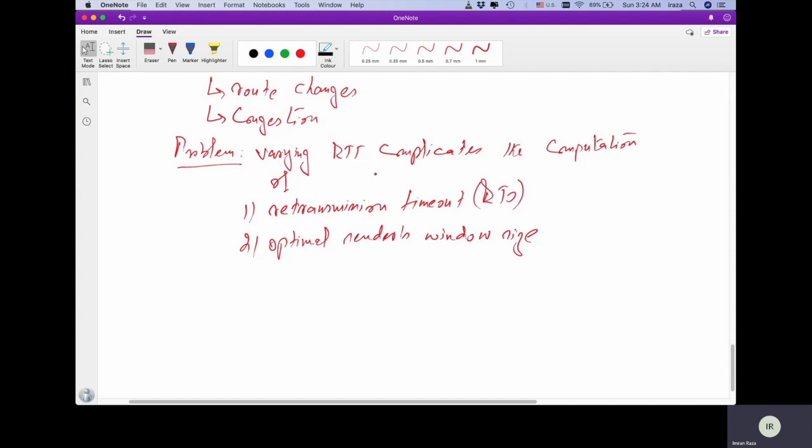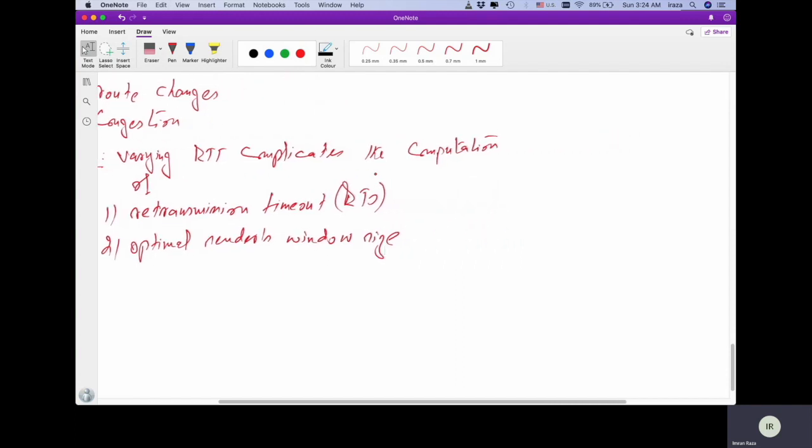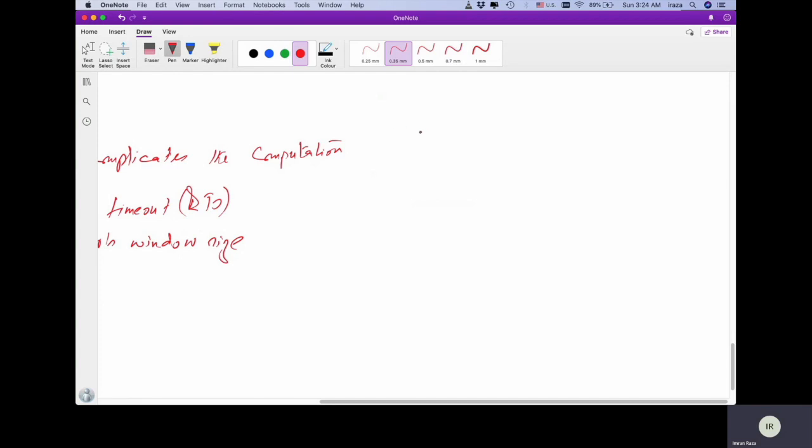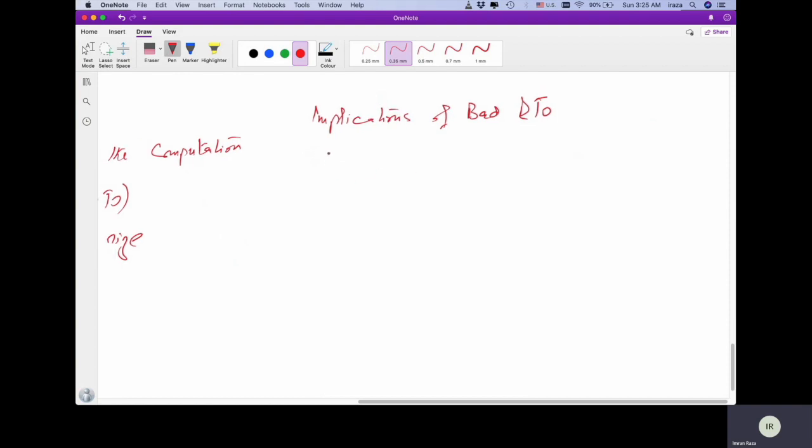And what are these problems? Let's try to see how a varying RTT can affect RTO, with the help of an example. What we are discussing is basically the implications of a bad RTO. Why will we have a bad RTO? Because RTT is changing, right? So let's assume two scenarios. Let's assume a scenario where the RTO is too small. The time that a sender waits for the acknowledgement to arrive is too small. Let's see what happens in this case.